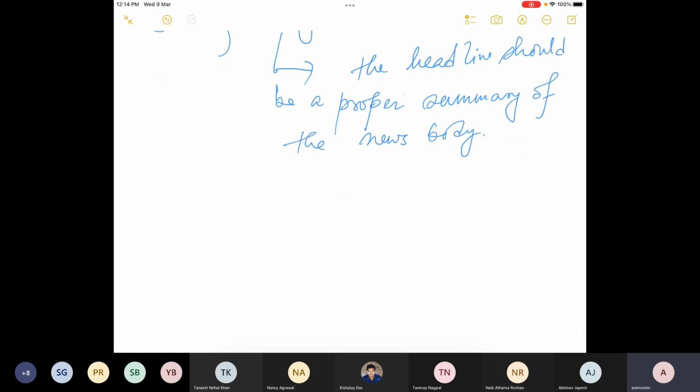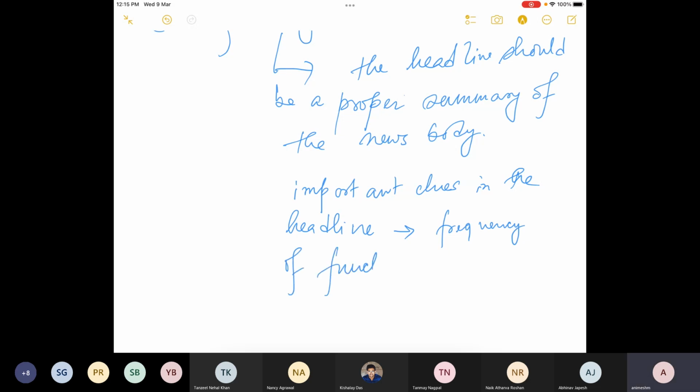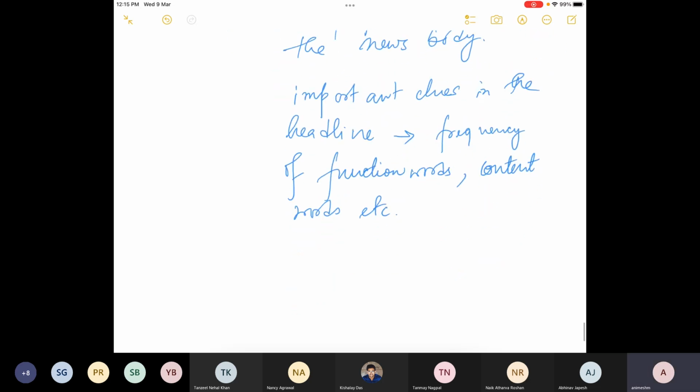The other way is to find out certain important clues in the headline, such as frequency of function words, content words, etc. Okay, so what are function words?